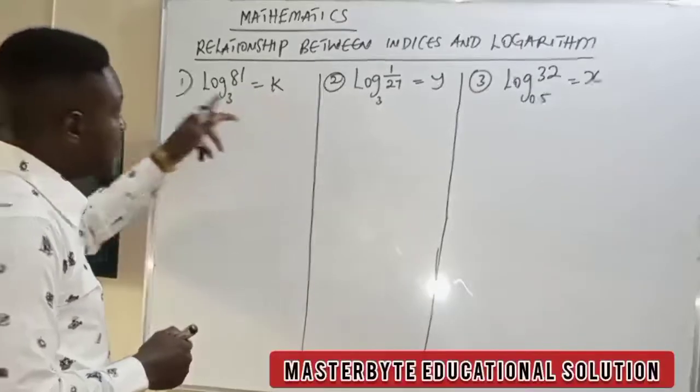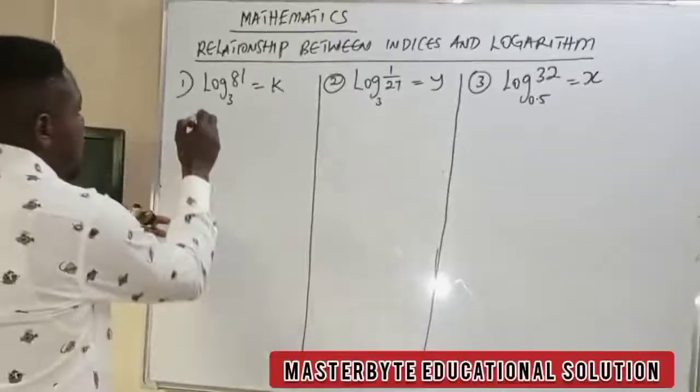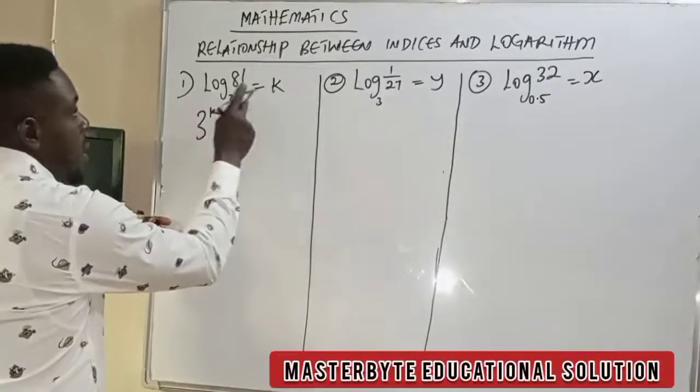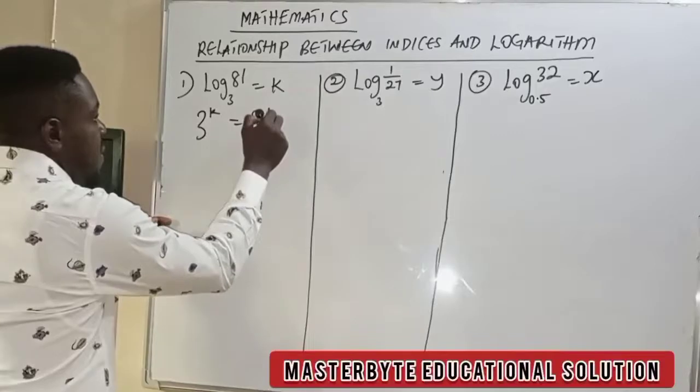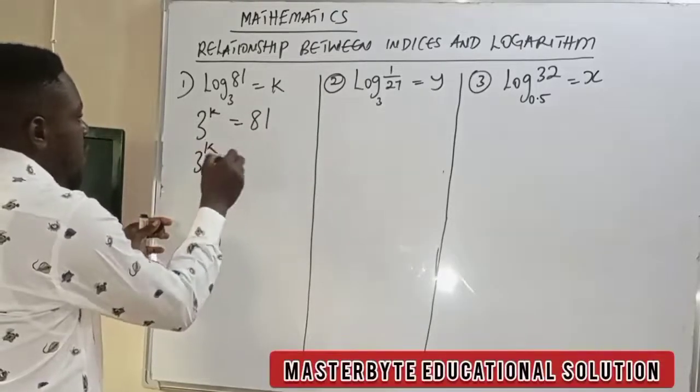Now, the first question here says log 81 base 3 is equal to k. Now let's change this logarithm to index form. In index form, this is stated as 3 raised to power k is equal to 81.